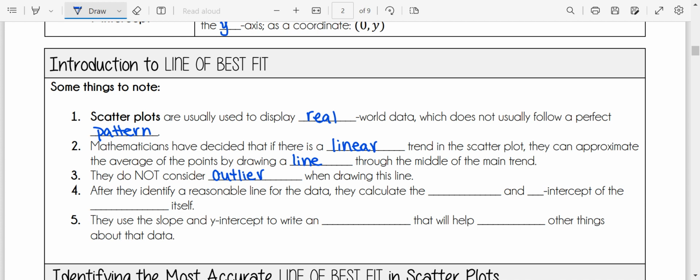After they identify a reasonable line for the data, they calculate the slope and the y-intercept of the line itself. So once we draw that line, we're not looking at the points anymore, we're looking at the line that we drew. And they use the slope and y-intercept to write an equation that will help predict other things. So if we know what the line equation is, or close to what the line's equation is, we can use that line to predict for other pieces of our data.